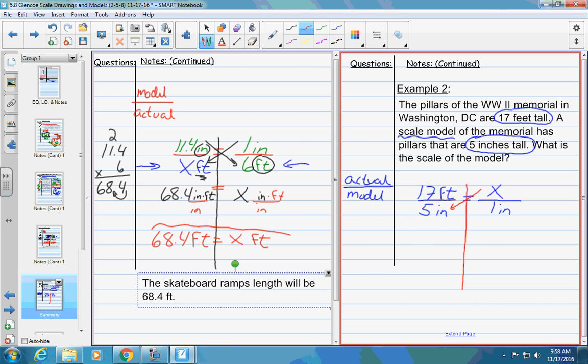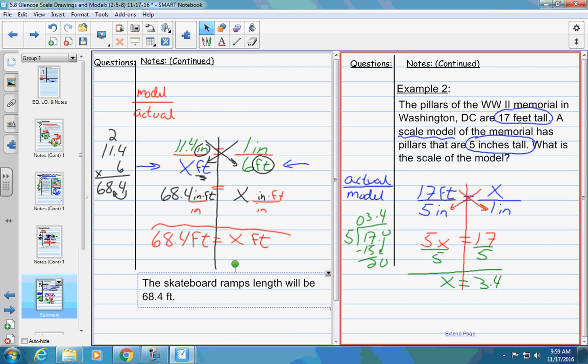We get 5x equals 17. And to get the x by itself, we have to divide both sides by 5. And 5 goes into 17, just because decimals are usually better when measuring things, and we get 3.4. So what we've actually discovered is the scale.